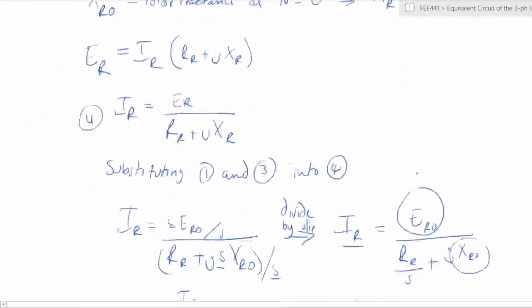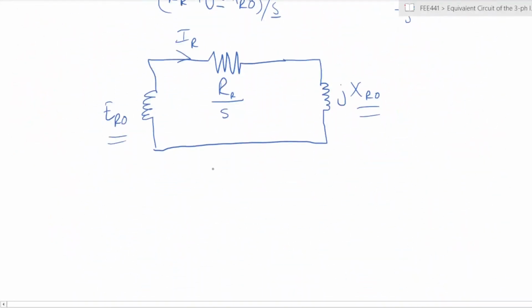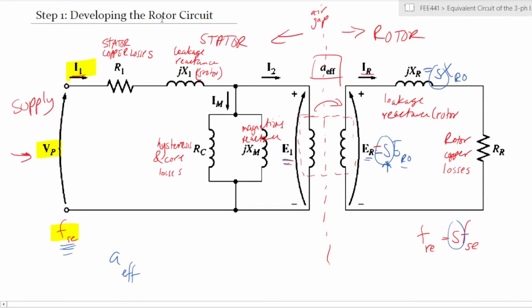have then transformed the circuit into a circuit that has the same frequency as the stator, right? So this is the rotor circuit at the stator frequency. So that's one step that we have done. We've rearranged the rotor circuit so that you have matched stator frequency and rotor frequency. Okay, we are taking a step closer. So now let's look at step number 2.